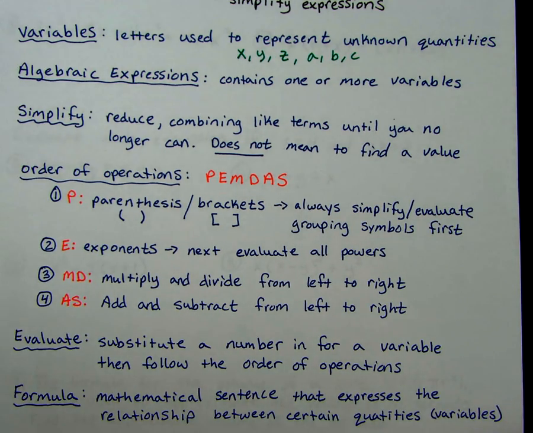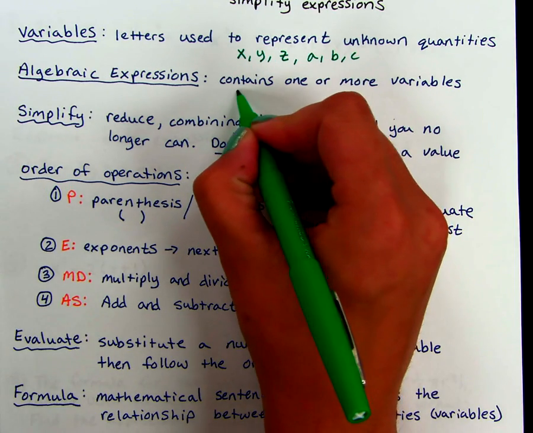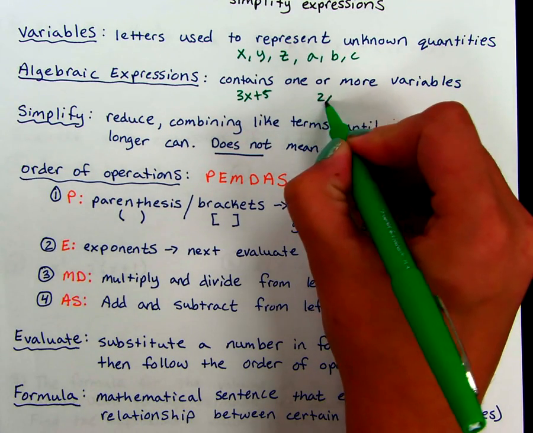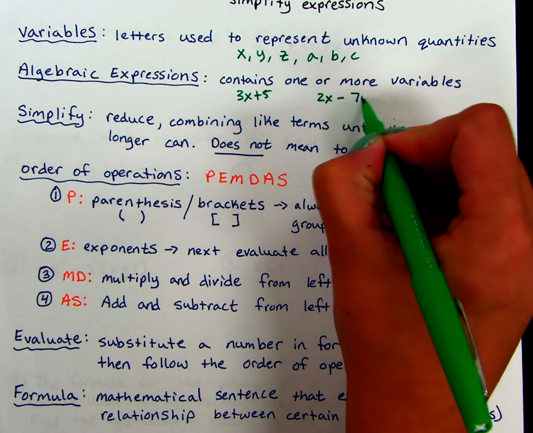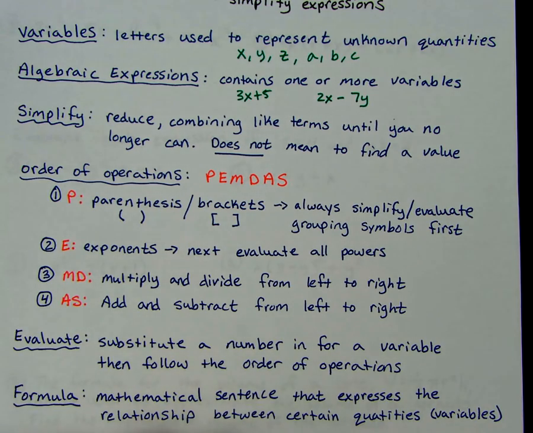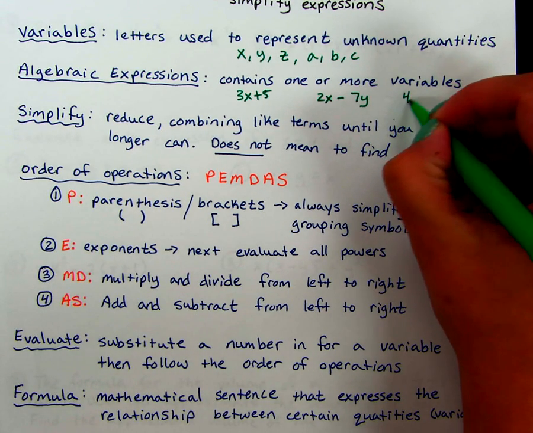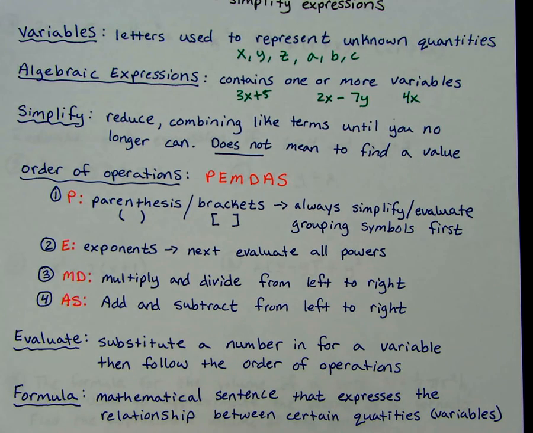Now an algebraic expression contains one or more variables. So an example of an expression would be something like 3x plus 5. Or 2x minus 7y. So those would be examples. We could also just have one term, so 4x could also be an example of an expression.